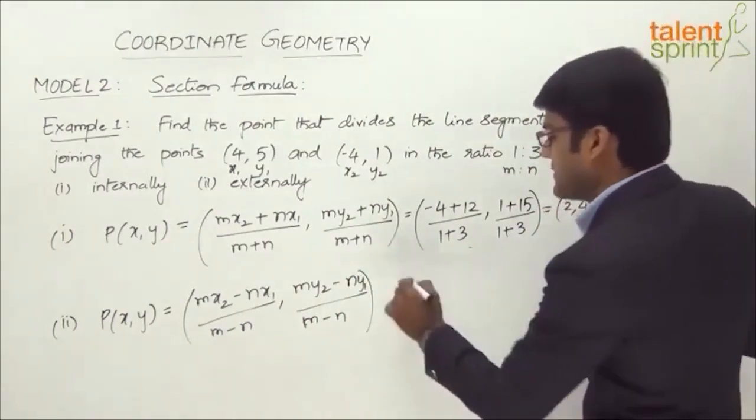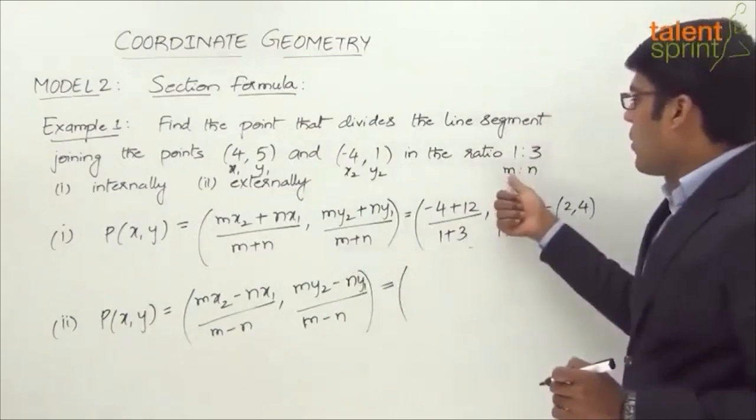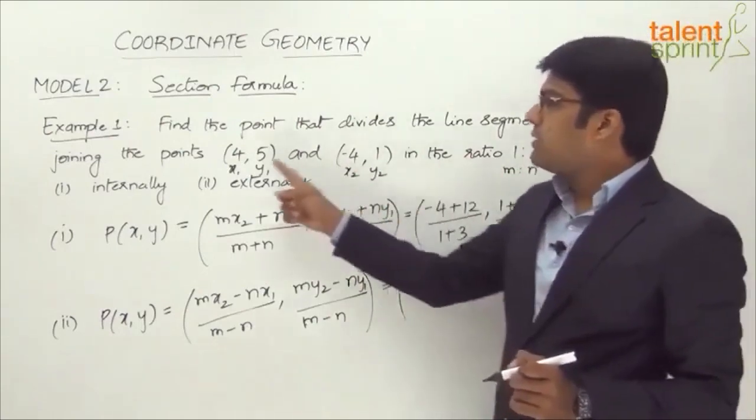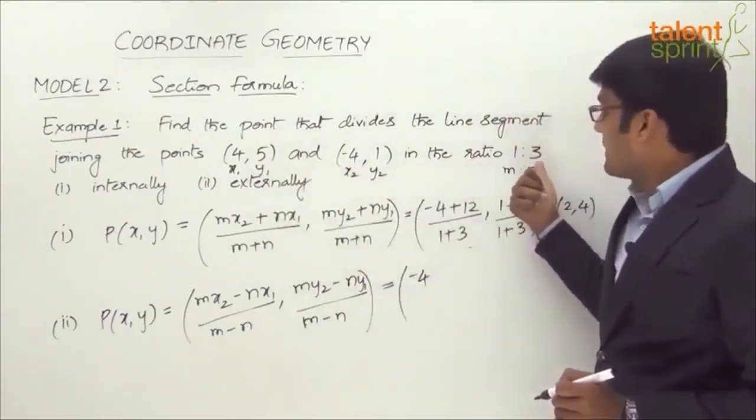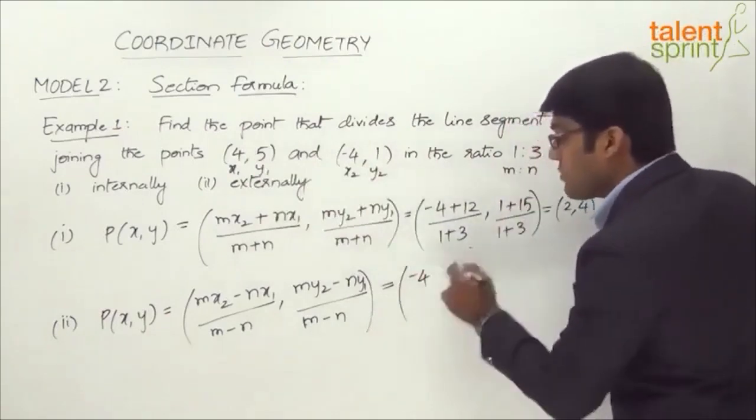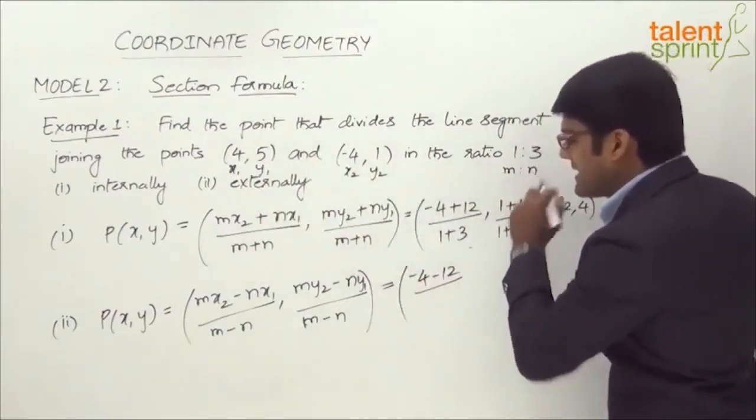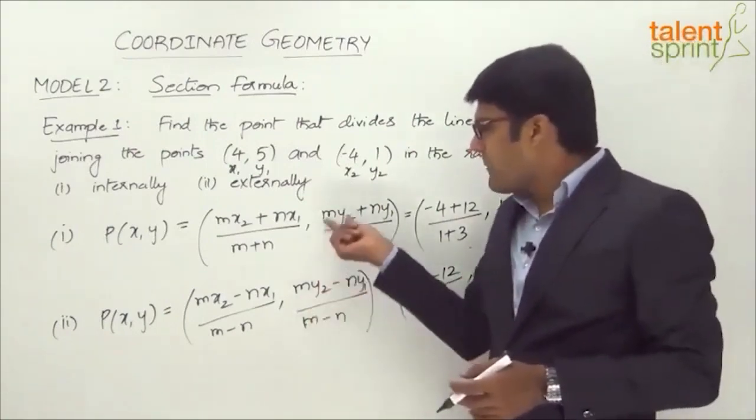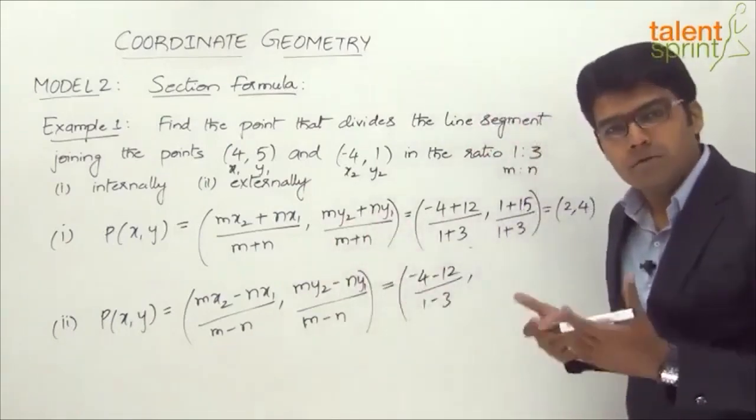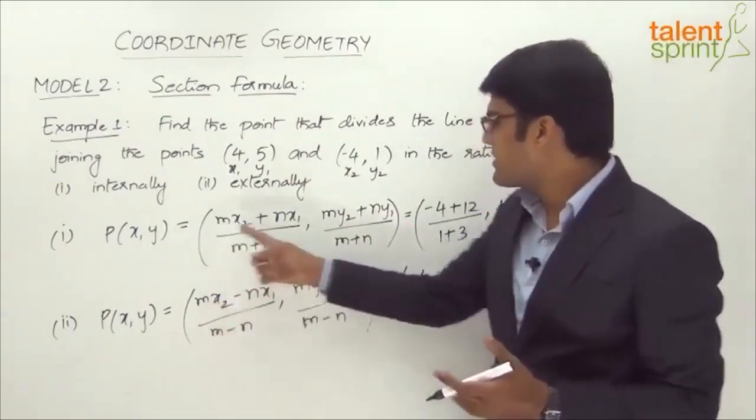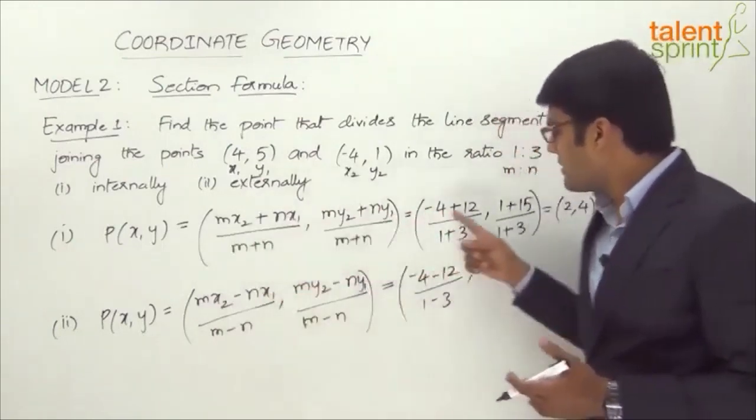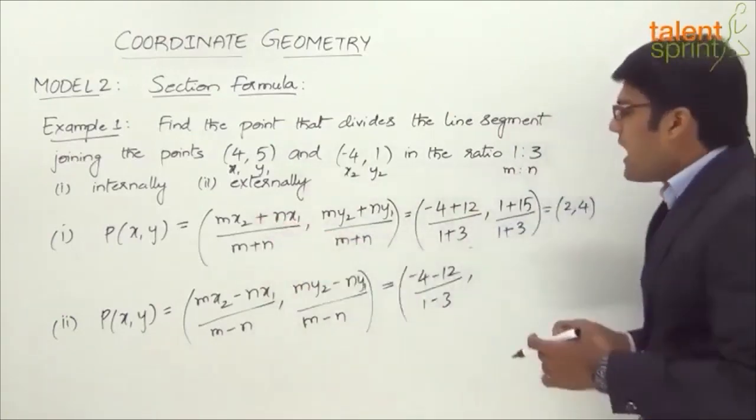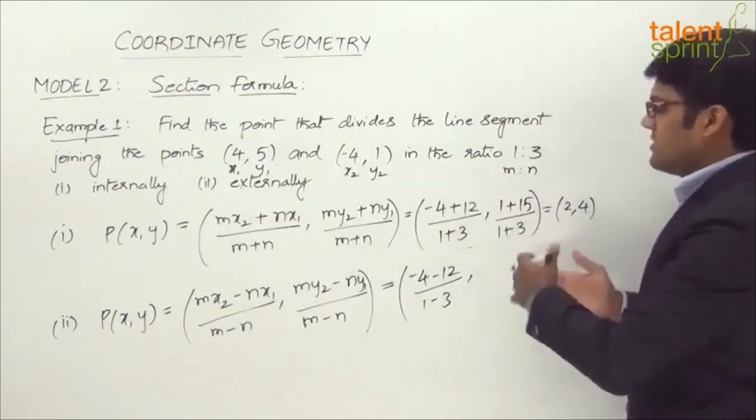Let's look at the second calculation. So mx2, 1 into minus 4 is minus 4, and nx1, right, 3 into 4 is 12, right? So minus 12 divided by m minus n, 1 minus 3, comma the next one. If you actually look at it, the magnitudes of my2 and ny1 are anyway going to be the same, right? Like in this case, mx2 is minus 4 and nx1 is 12, with plus or minus depending on internal or external division, right? However, if it is a direct question, we have to do the calculation as follows.